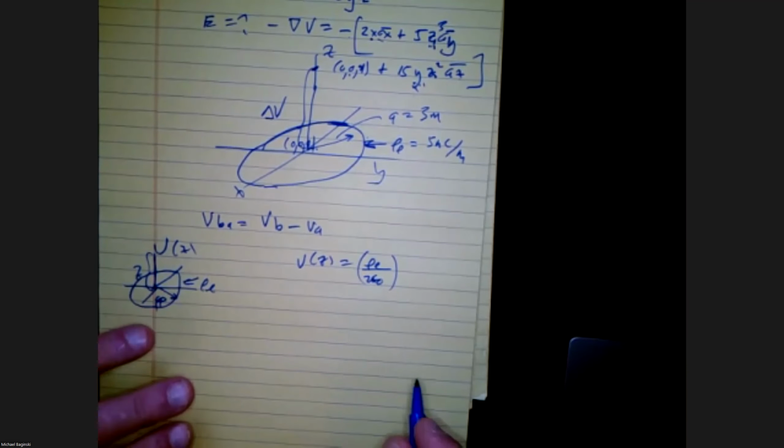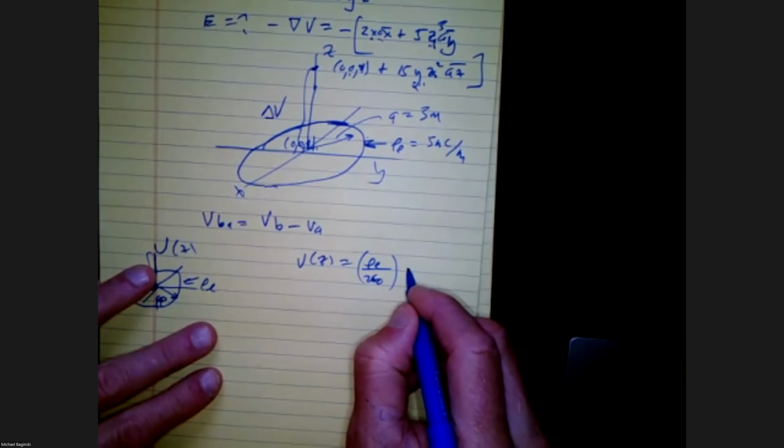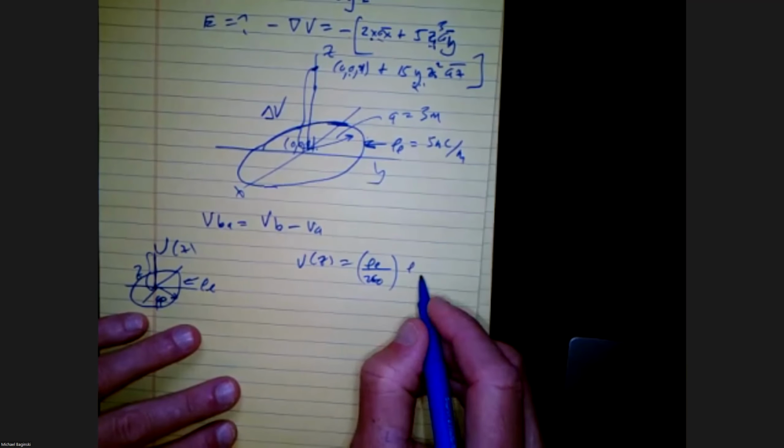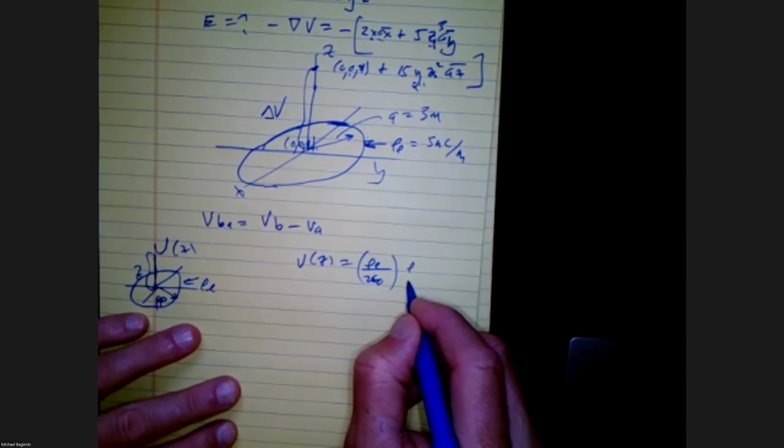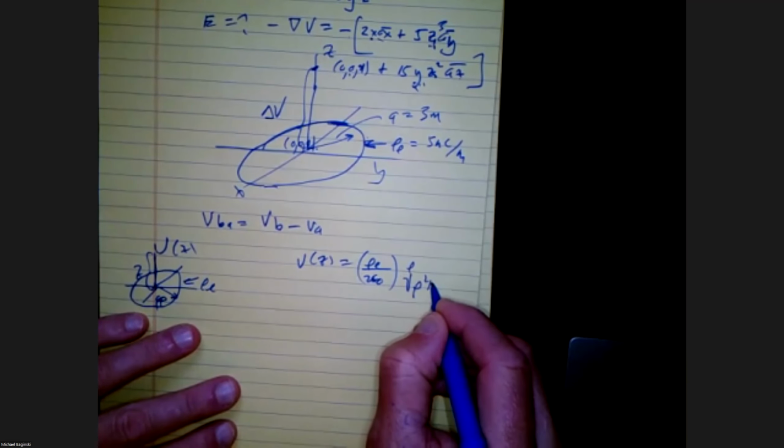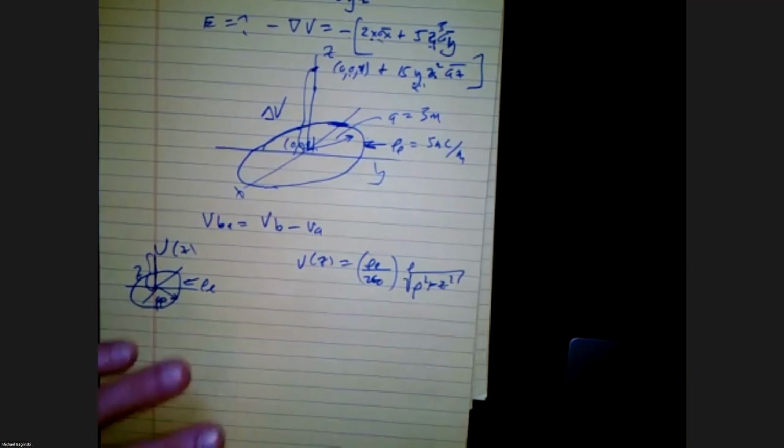That's on the first page of notes. Or second page, no, first page of notes I have. And it's times rho, over the square root of rho squared plus z squared. Y'all remember that class?